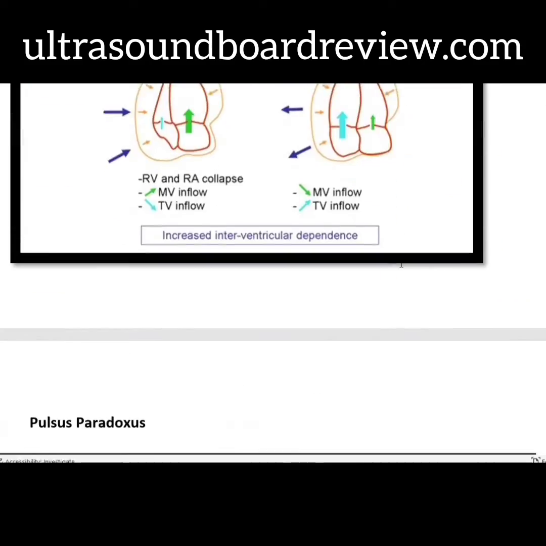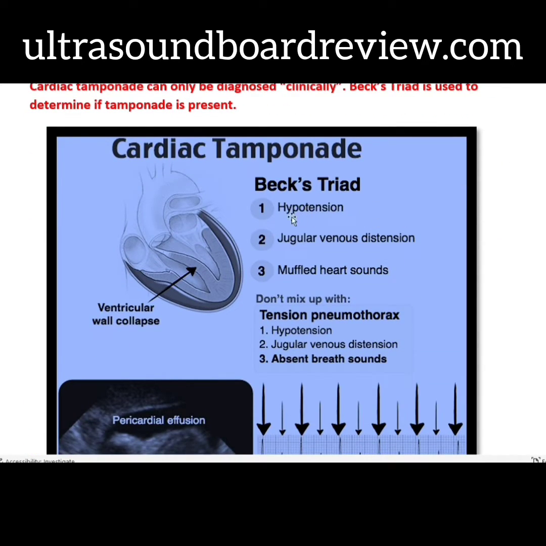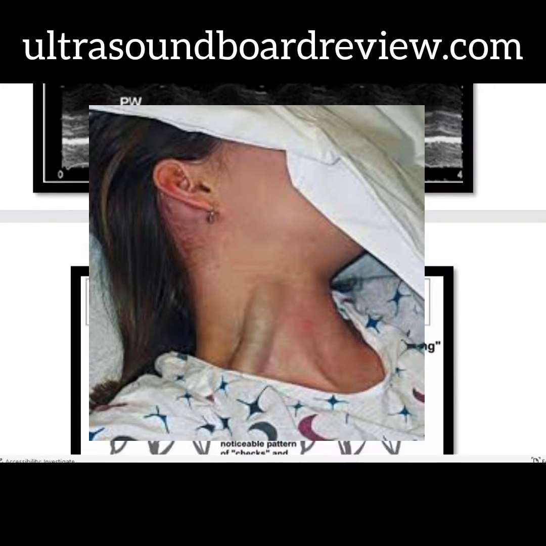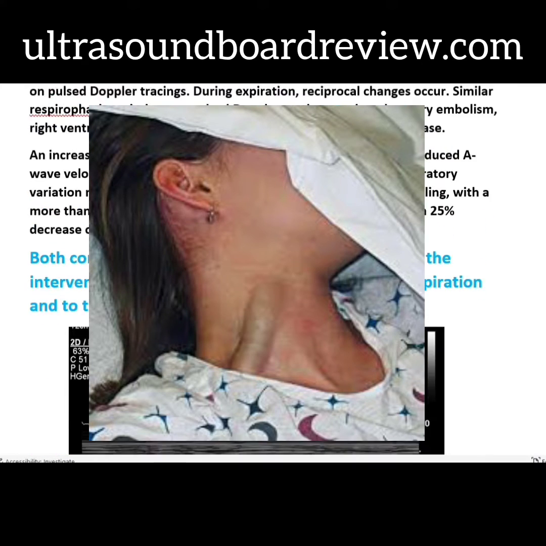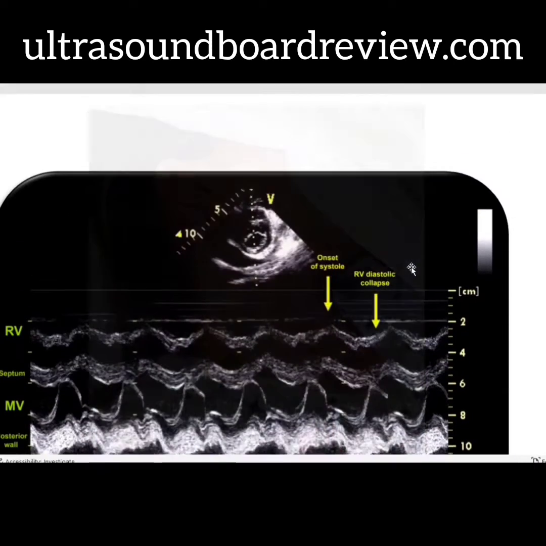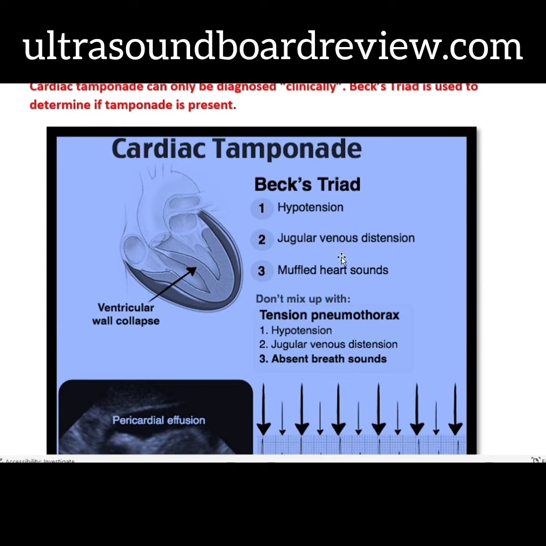Okay. That means Beck's triad. The first one is hypotension, then jugular venous distension, and thirdly, muffled heart sounds. Have you ever seen jugular venous distension before? No. What it means is the jugular vein in the neck will distend out, and that's because pressure is building up. Then muffled heart sounds: if you were to put a stethoscope on the patient's chest, you would hear muffled sounds.